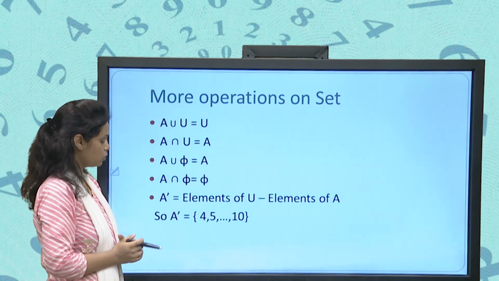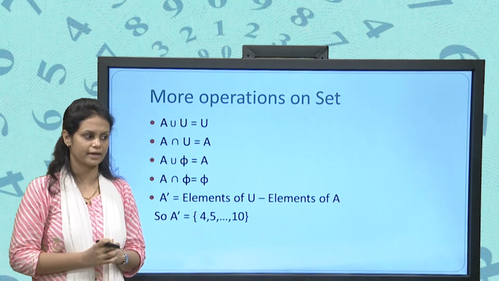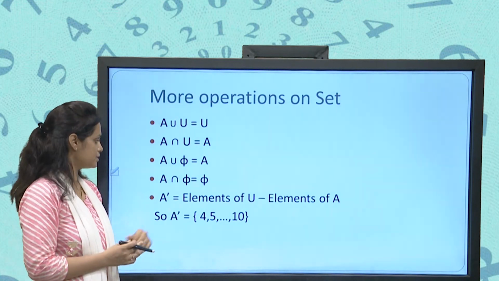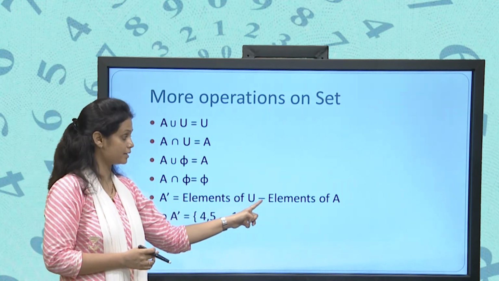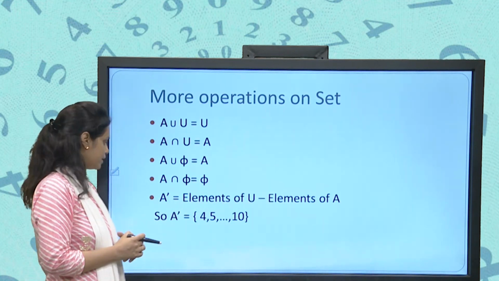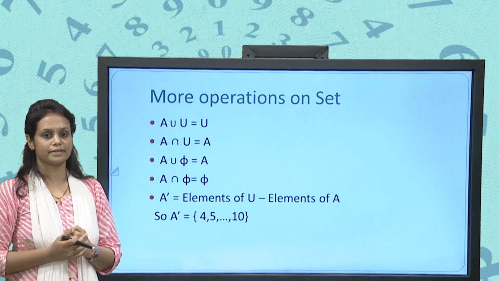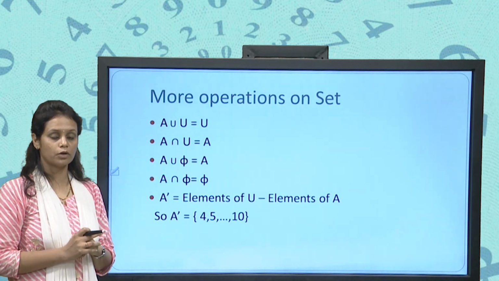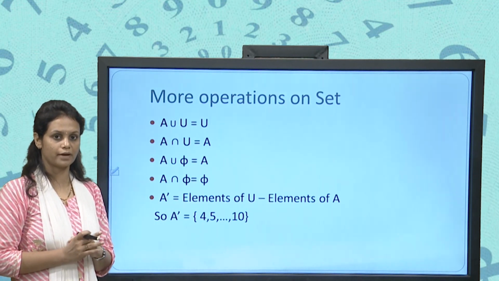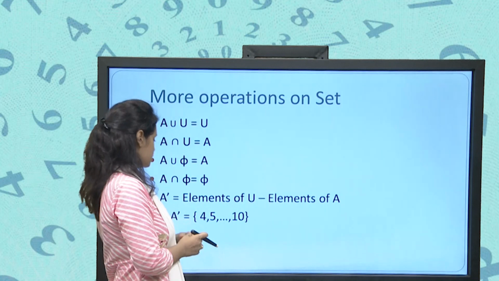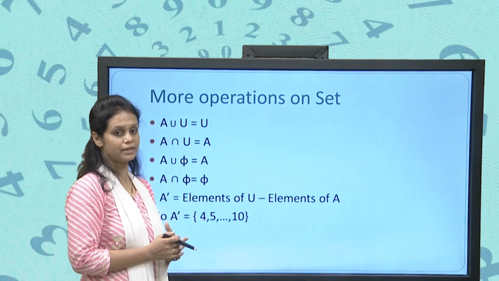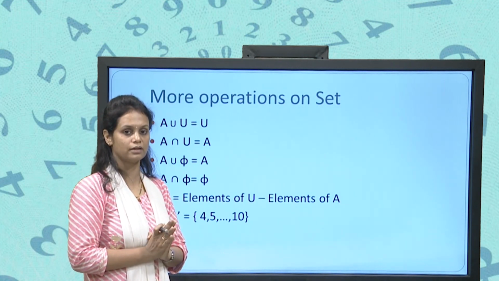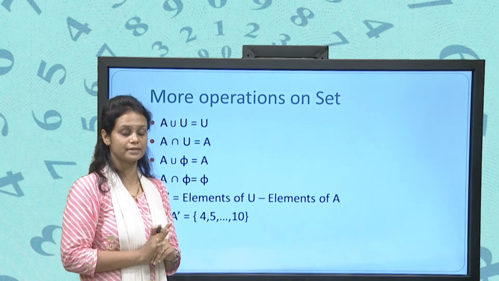A dash equals what? What is A dash? It can also be called the complement of A. It consists of the elements of the universal set minus the elements of A. We will see an example. In the previous slide, we had U equal to 1 to 10, that is 1, 2, 3, 4, 5, 6, 7, 8, 9, 10, right? So what is A dash? The elements which are present in U but not present in A.